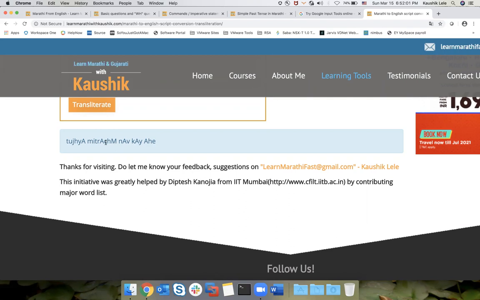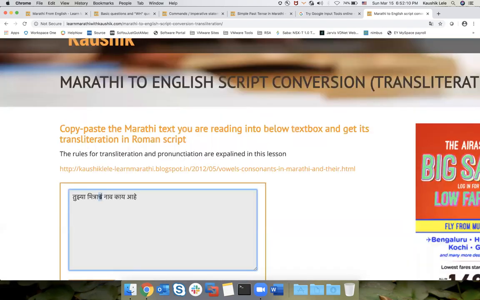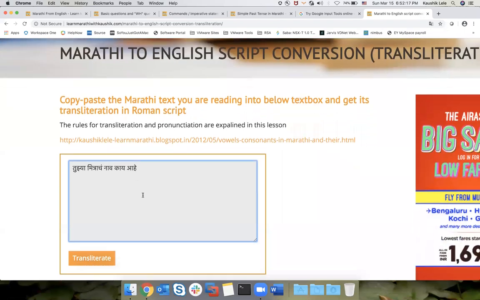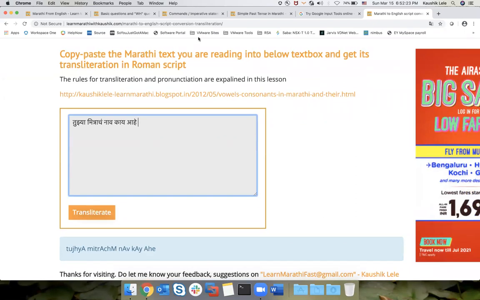Mitracham. The M is not a nasal sound, it is an elongated ch. मित्राचं. मित्राचं काय आहे? The informal. Sorry, this is the formal tuja mitra.